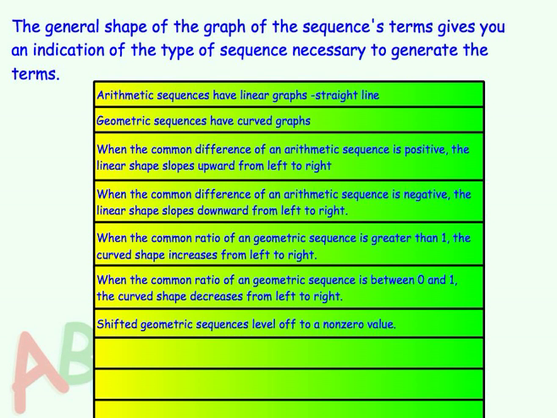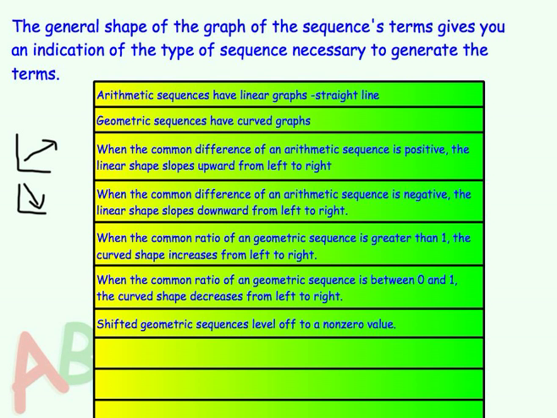When the common difference of an arithmetic sequence is positive, the linear shape slopes upward from left to right. Let me draw you a picture of what that looks like. That's what it looks like, right? When it's positive, it goes up. When the common difference of an arithmetic sequence is negative, the linear shape slopes downward. So that's what it looks like.